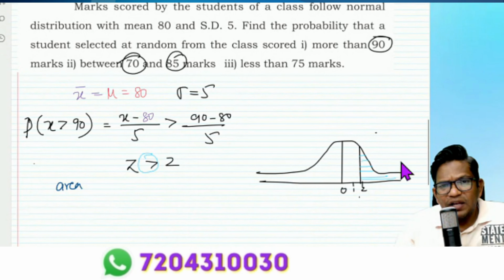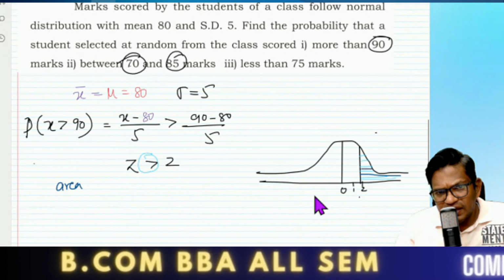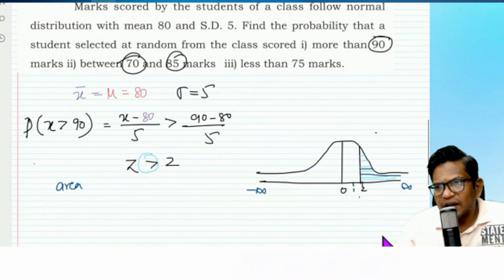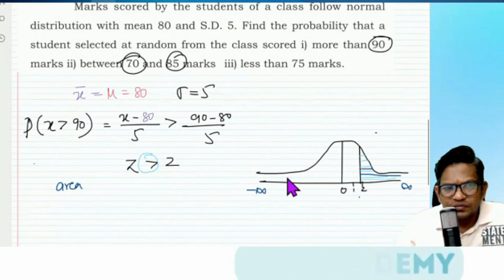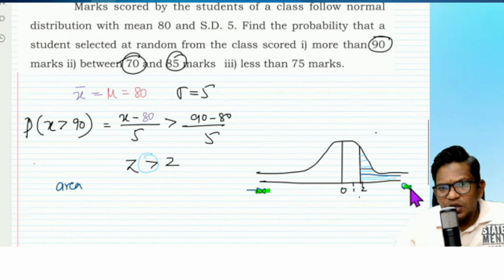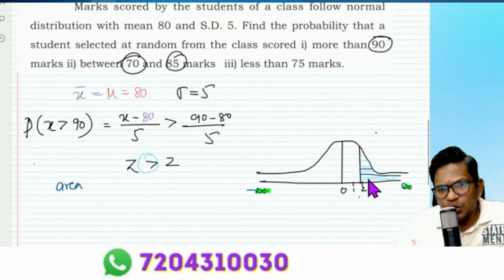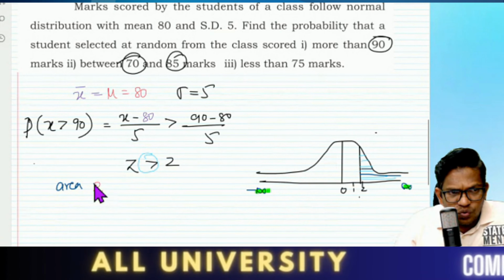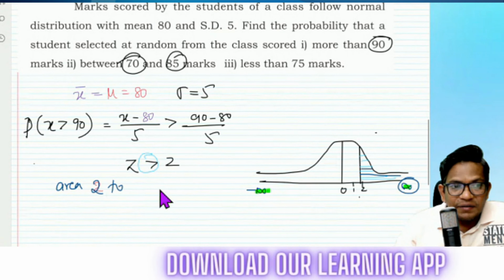Okay, very simple. What do we want? Look at that. Which side is this shade going out? This side is minus infinity, and here you have positive infinity. Correct? So tell me now, the area should be from 2 to infinity. Correct? 2 to what? Infinity. Correct?